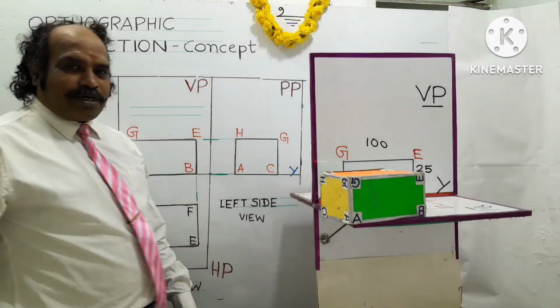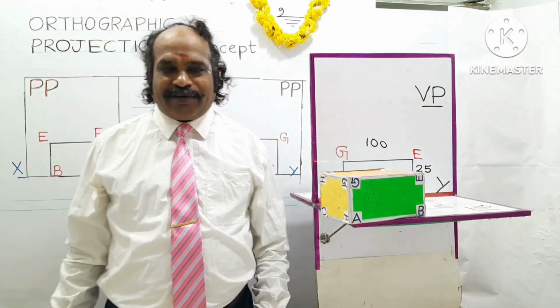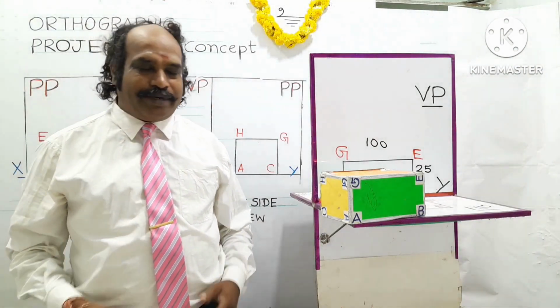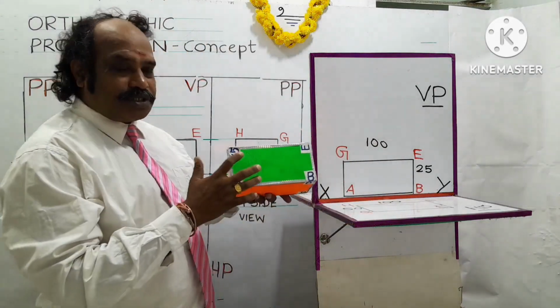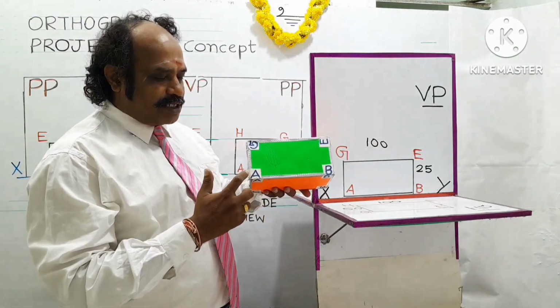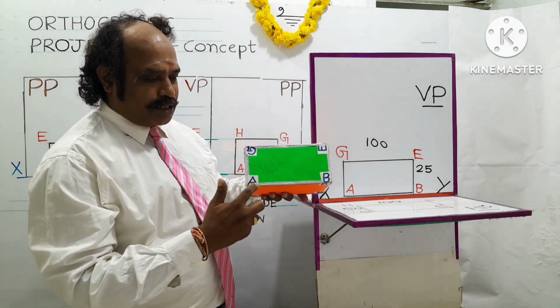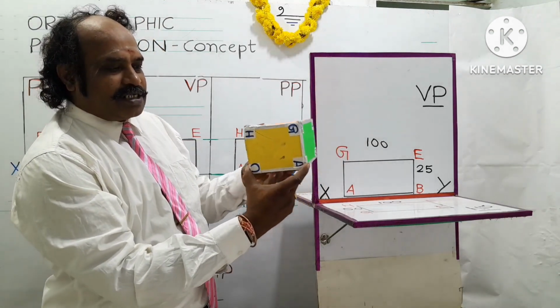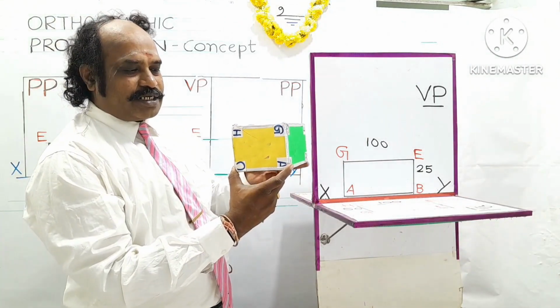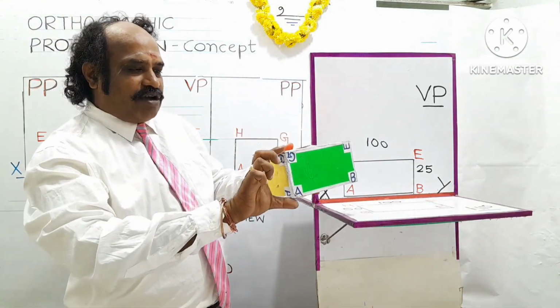Yes, the topic is orthographic projection on the subject engineering graphics, applicable for students studying BE and BTech. Consider a three-dimensional object shown in this video. This is the length of the object, shown in green color. This will be the breadth of the object. This yellow color surface shows the breadth of the object, and this will be the height of the object.